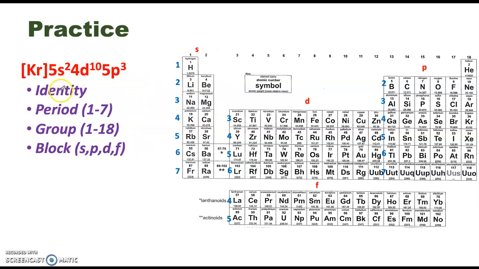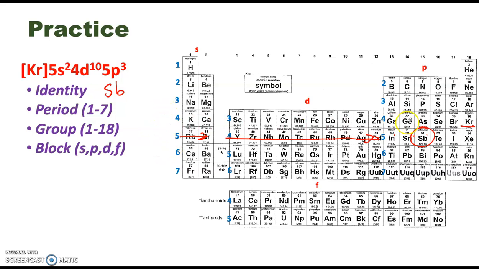Okay, this one looks kind of tough to add up to me, so I'm just going to do it this way. Krypton, after that, 5s2, 4d10 all the way across, and then 5p1, 2, 3. I've got antimony. So Sb is antimony.